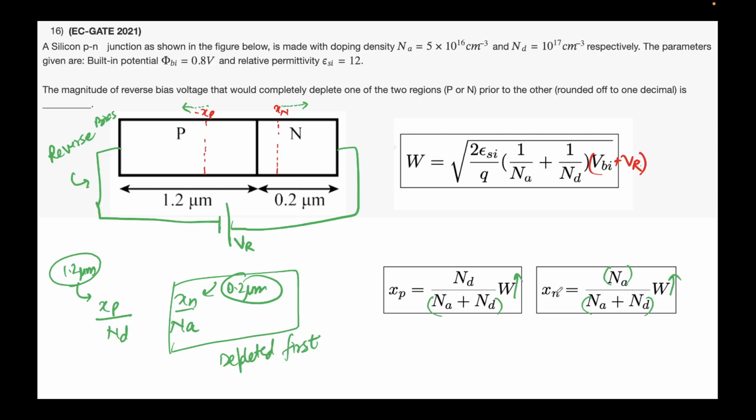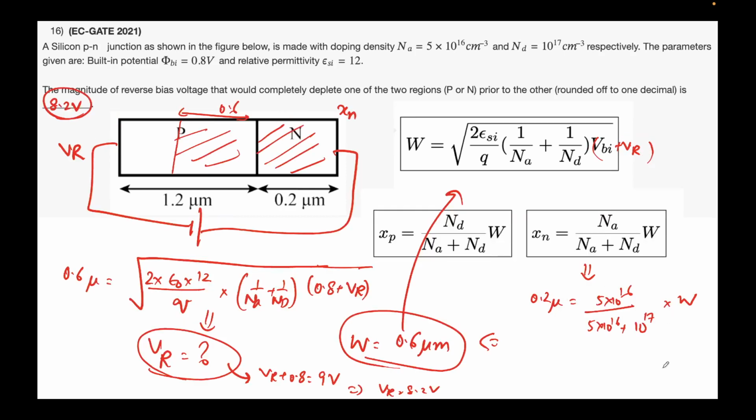So Xn you put 0.2, which we did here. You see here, W we obtained as 0.6. Sorry, if we obtained W as 0.6, I made a mistake. This will be 0.4, because this is 0.2. So 0.2 plus 0.4 is 0.6, and then you can clearly see, you just put all the values that you have here. You obtain 0.8 plus VR as around 9. VR you get as 8.2 volts. All right. So that is how we solve these kinds of problems.